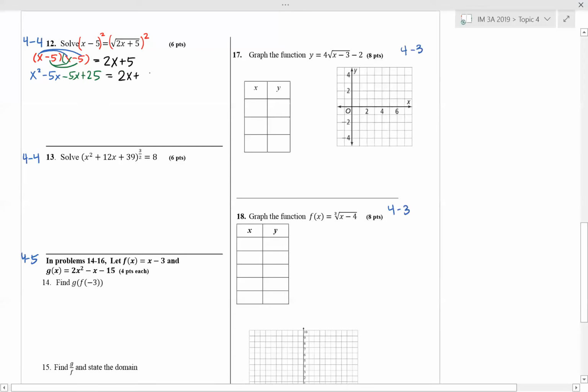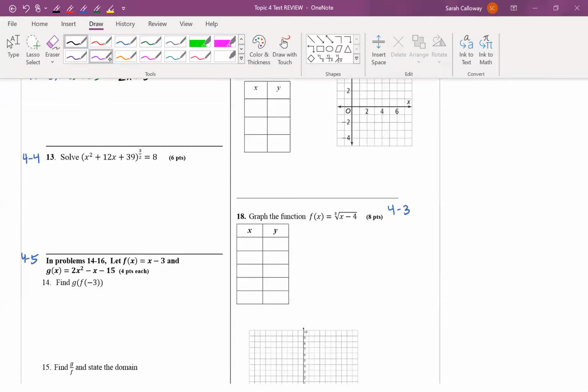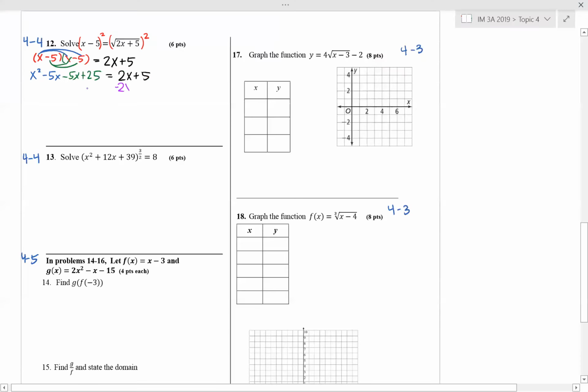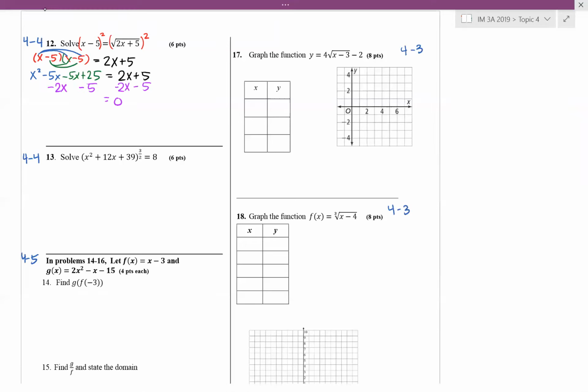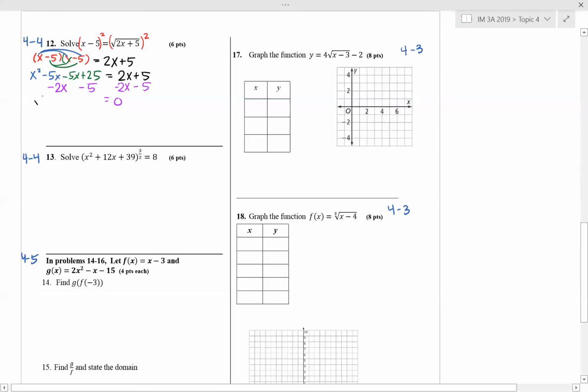And so for these problems, remember, we want to factor. So what we're going to do is move the 2x and the 5 over to the other side. We want this equal to 0 so that it's something that's factorable. And so our answers are going to come from the zeros of those factors. So if I combine like terms, I've got x squared, and then all my x's together is going to make negative 12x. And then 25 minus 5 is 20.